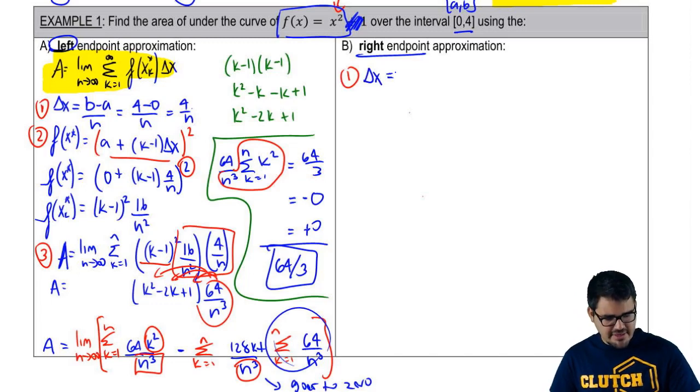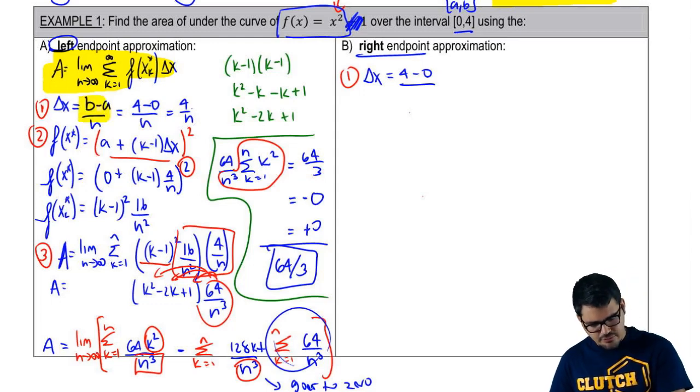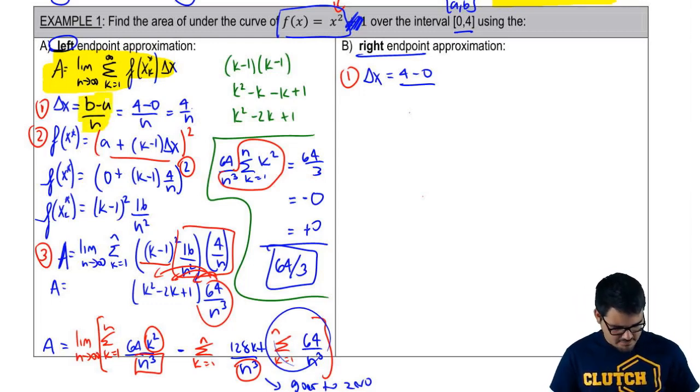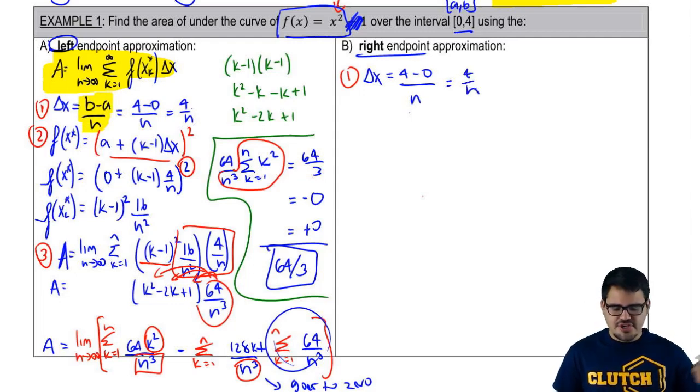My change of x is going to be b minus a. I have the same interval, 4 minus 0, b minus a. So let's go ahead and highlight that. It's another important formula here: b minus a over n. So that's 4 over n. So that gives us our change of x.